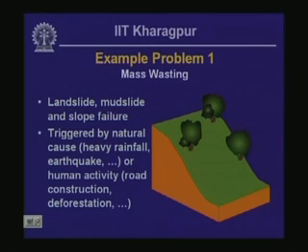Okay. Now, we are at a stage when we can take up a couple of example problems that you might actually have to deal with if you decide to take up a career as an engineering geologist. One of those concerns mass wasting. What do you mean by mass wasting? Mass wasting includes landslide, mudslide, or any other kind of slope failure like rock slide, debris flow, rock avalanche. Any of those types of problems are classified as mass wasting. Now, mass wasting can be triggered by natural causes like heavy rainfall or earthquake, or it can be caused because of human activity like road construction or deforestation.